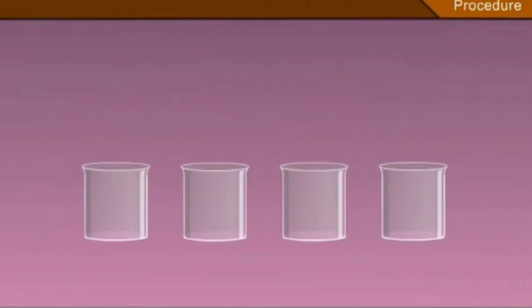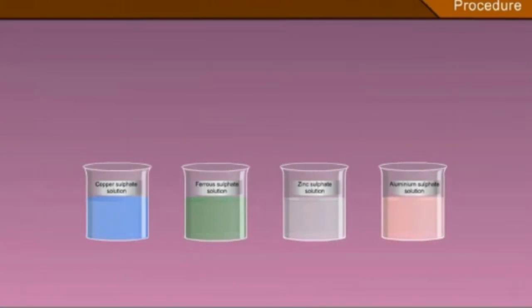Procedure: Take 400 cc beakers and label them copper sulfate solution, ferrous sulfate solution, zinc sulfate solution and aluminium sulfate solution respectively with a marker pen. Collect about 20 cc of saturated solutions of copper sulfate, ferrous sulfate, zinc sulfate and aluminium sulfate in the respective beakers marked above from the common shelf.